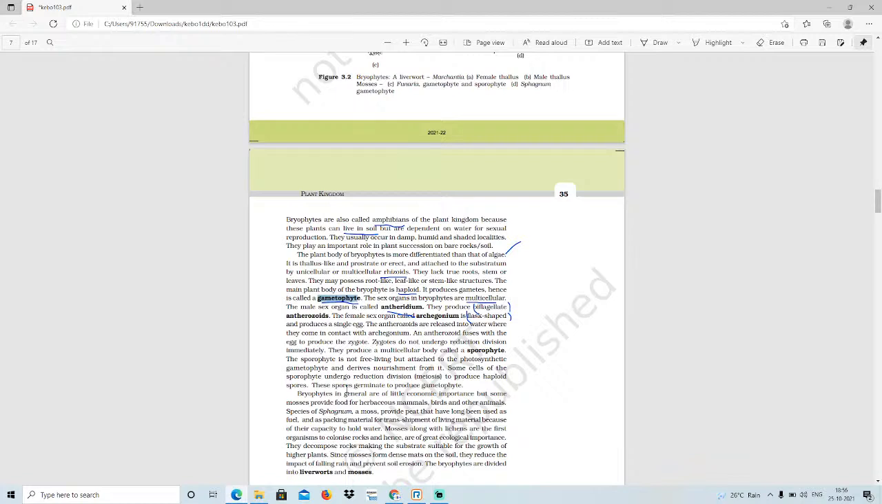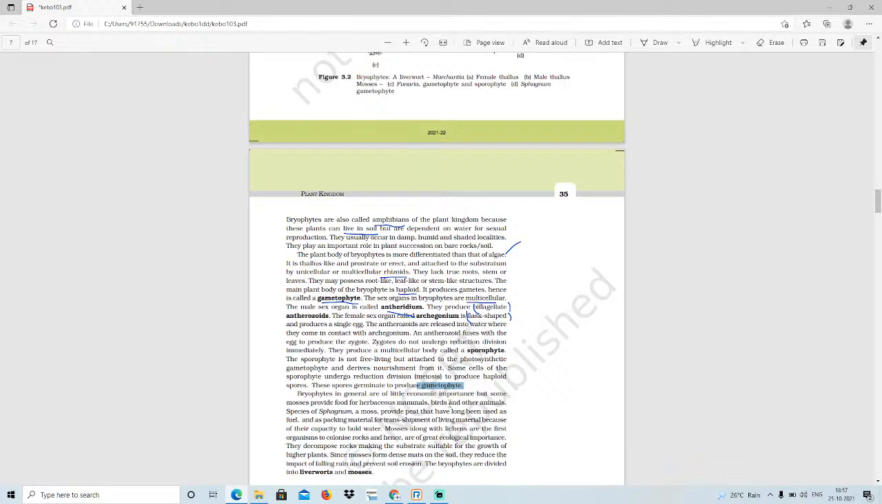Some cells in the sporophyte, the plant-like body which is not free living and is multicellular, undergo reduction division to produce haploid spores. Haploid spores are simply spores with one set of chromosomes. These spores germinate to produce the gametophyte. So one gametophyte, one plant body, has converted into a new plant body.